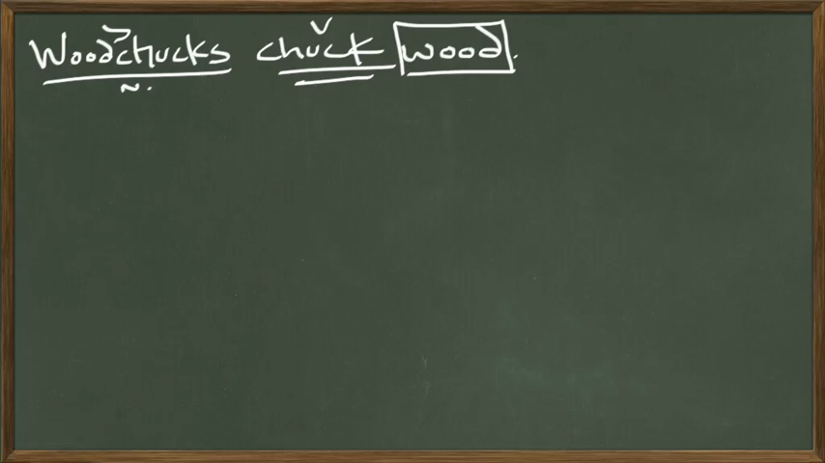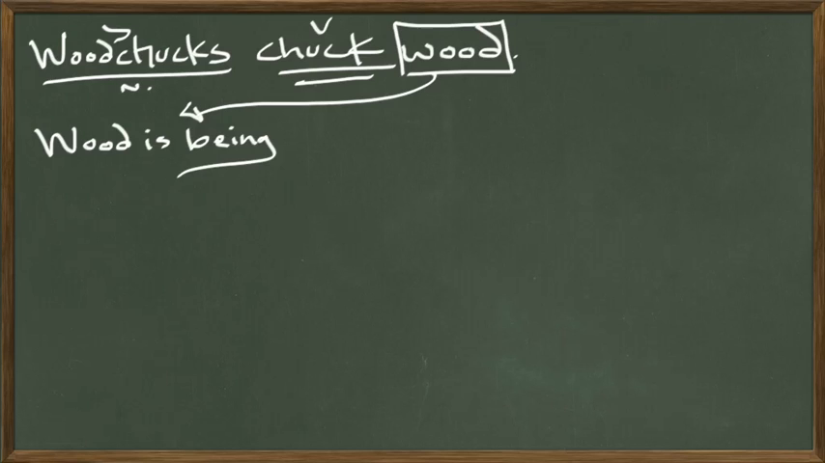To make this passive, we're going to take the direct object and make it the subject of the sentence. So we're going to say the same thing, but we're going to start with wood. Now how do we do this? The woodchucks chuck wood. Now we have wood, and we want the same sentence. So to make this passive, we're going to have to add the helping verbs is and being. Wood is being chucked. You don't always need being, but being helps to make it a little more clear.